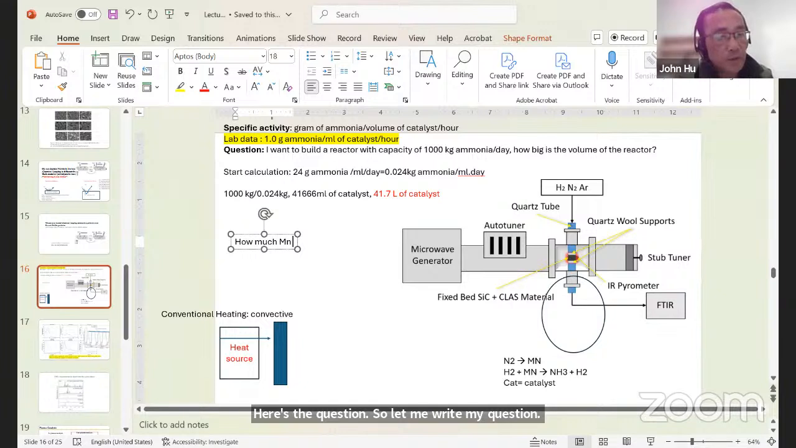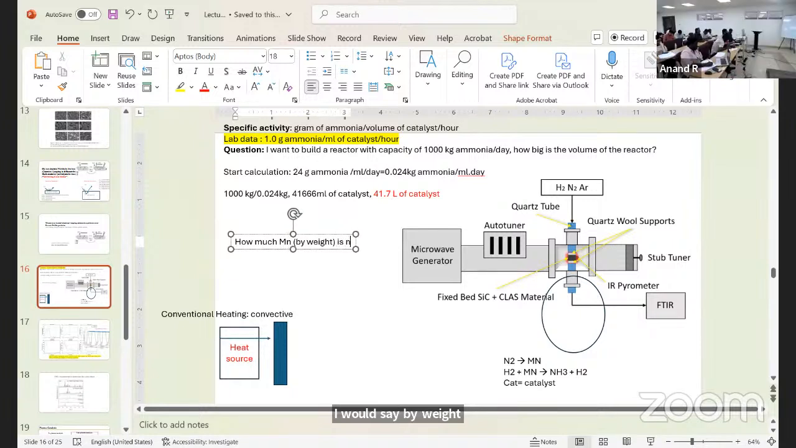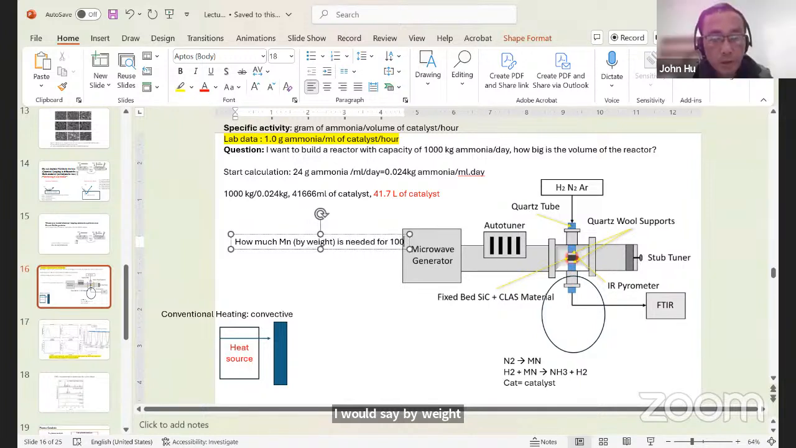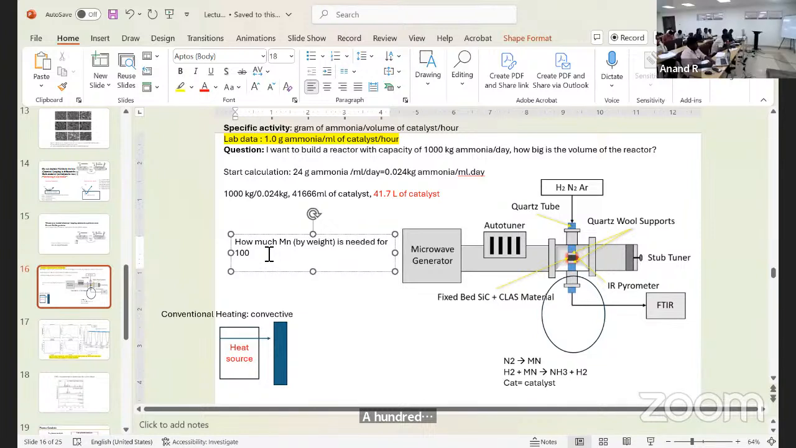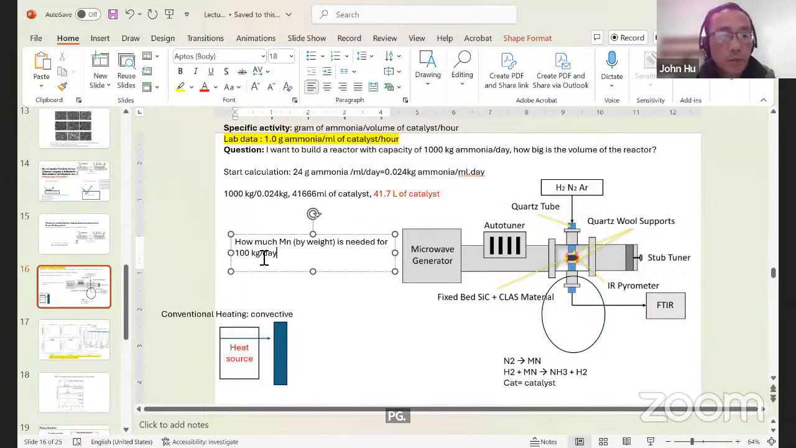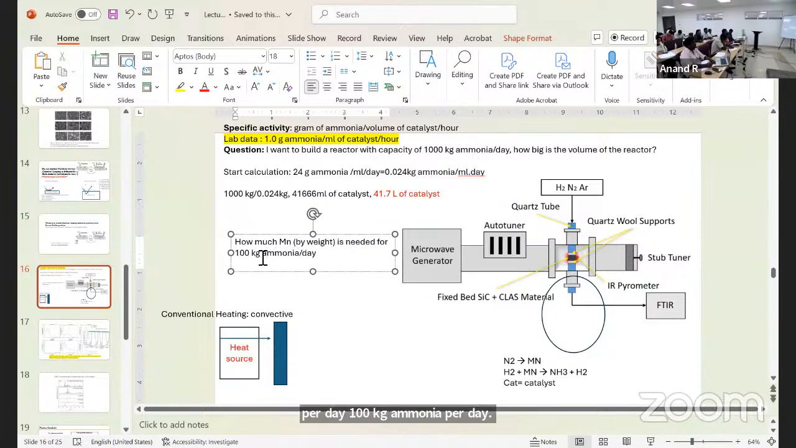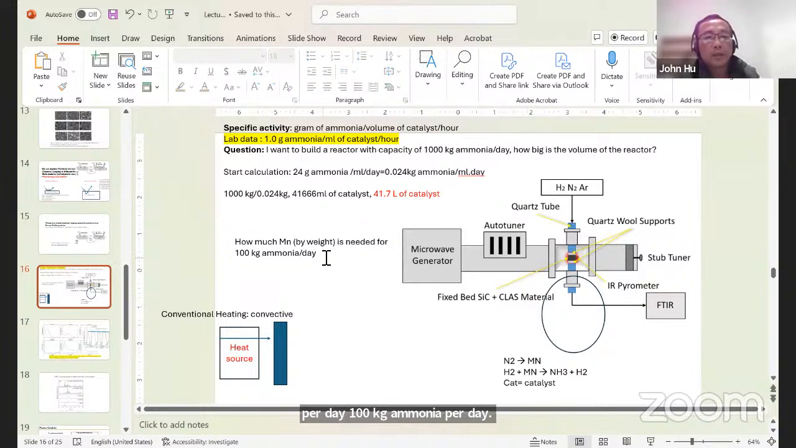How much manganese, by weight, is needed for 100 kg of ammonia per day? A 100 kg ammonia per day plant.